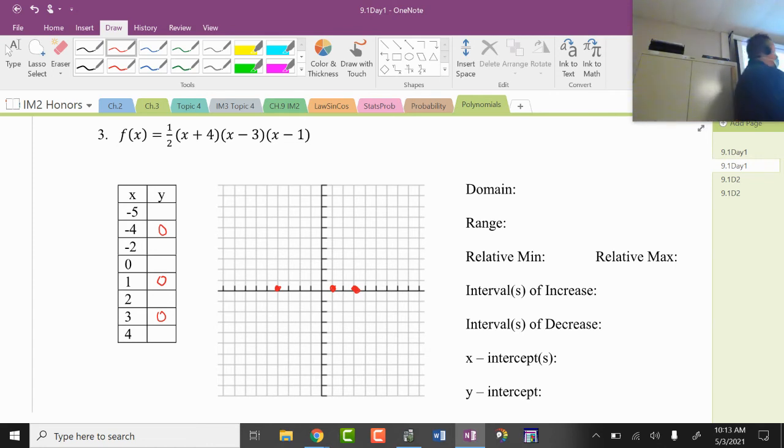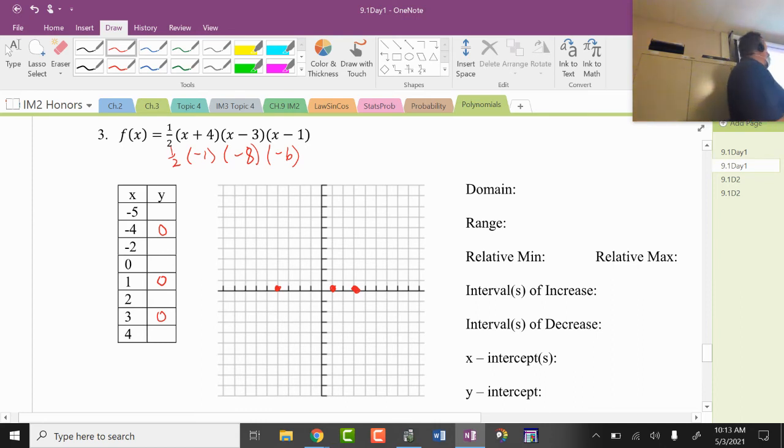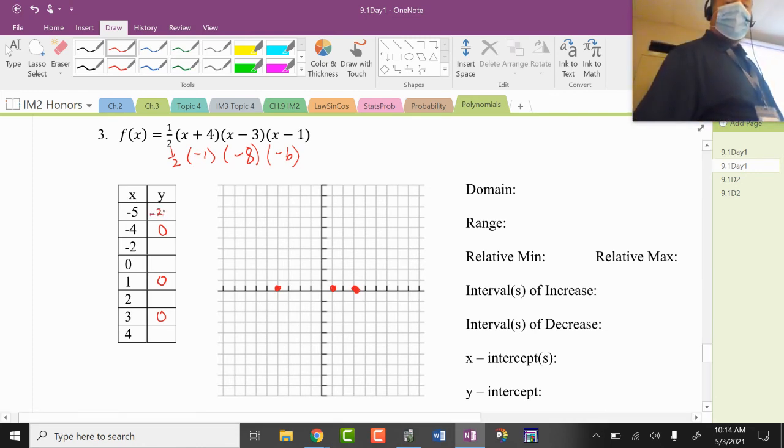Watch how I do it. It's very easy. What's -5 plus 4? So just put -1 here with a pencil and then be ready to erase it for your next thing. What's -5 minus 3? That's a big one. -8. And then what's -5 minus 1? Yikes. And then it's half of that. 8 times 6 is 48. A negative times a negative times a negative is a negative. So half of -48 is -24.